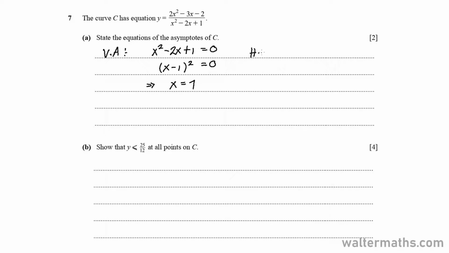For the horizontal asymptote, we know that we have a horizontal asymptote because the degree of the numerator is equal to the degree of the denominator.